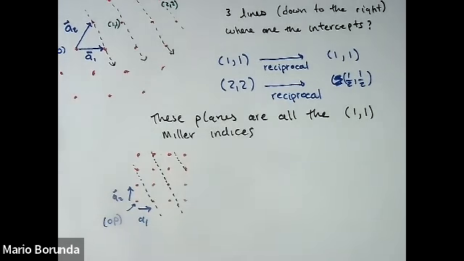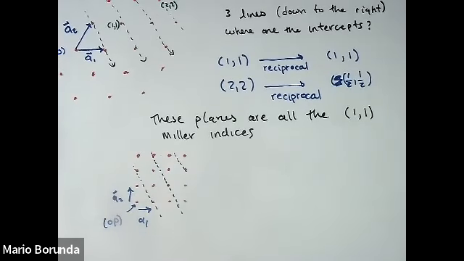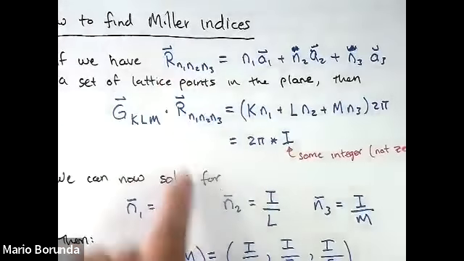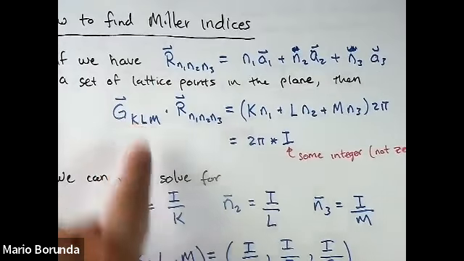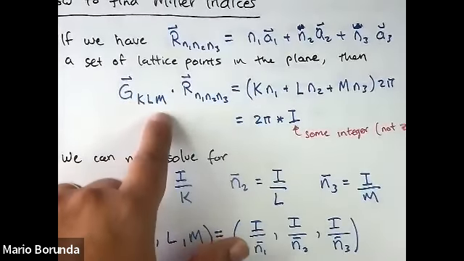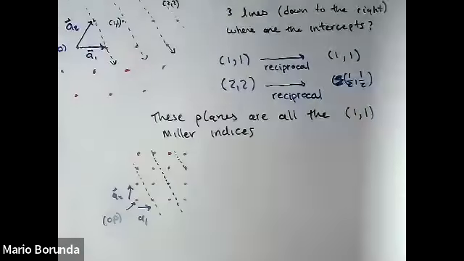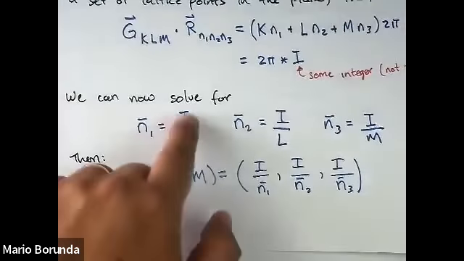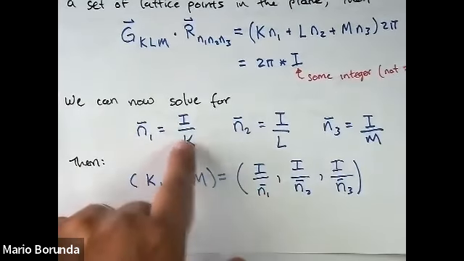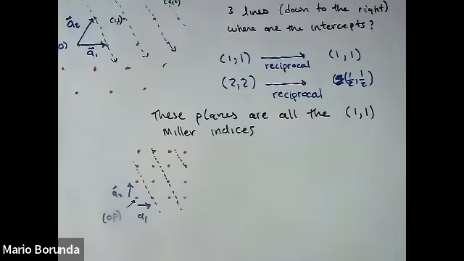What would be the Miller indexes for these ones? So this is our plane, right? We have a plane. We have our set of lattice points in the plane. And we have to figure out what this K, L, in this case just two, will give us the integers. Okay? And then we would find N1, which is some integer divided by K, N2, which is some integer divided by L. Well, we don't want these integers. What we want is these K and L values. So there's two options, right? Which one is two and which one is one for this Miller index?